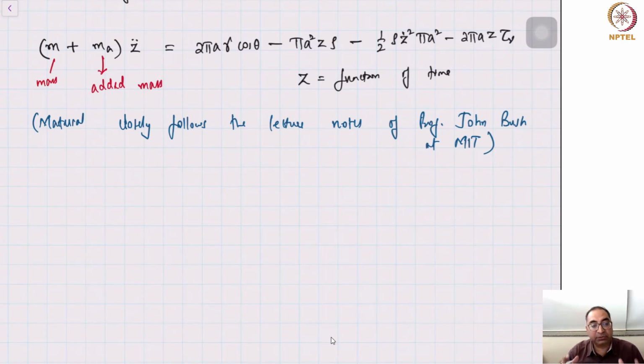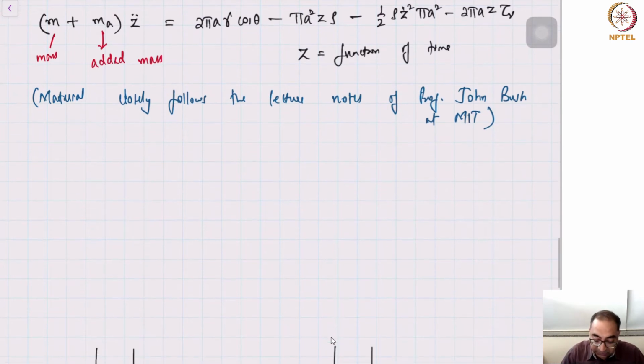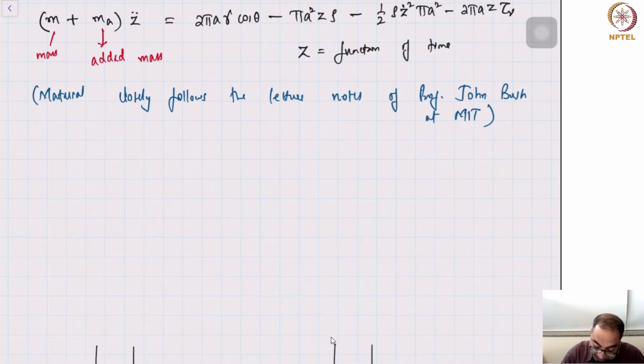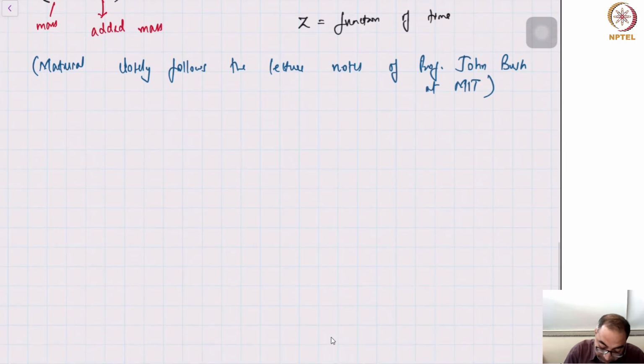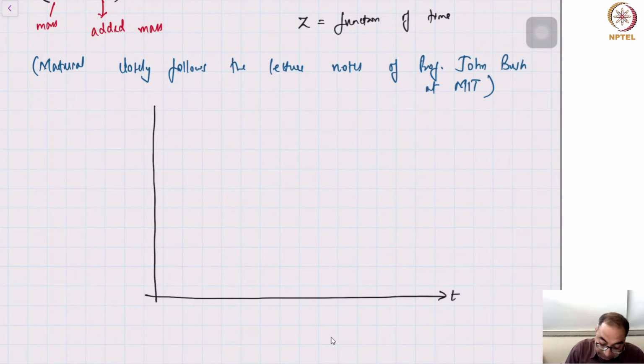If I were to determine the added mass, then I have a nonlinear equation for z of t. And if I were to solve this nonlinear equation for z of t, what will be the shape that I get? But before we actually derive the governing equation in full, let's first make a guess of what the shape would look like. Now our goal is to basically get this curve, how z of t varies with t. Now there are a few things that we know for sure.